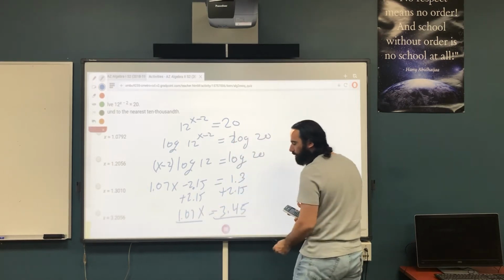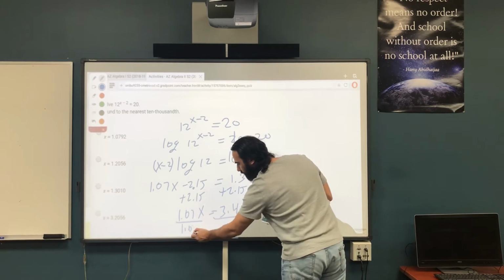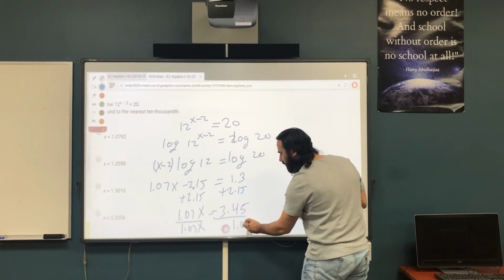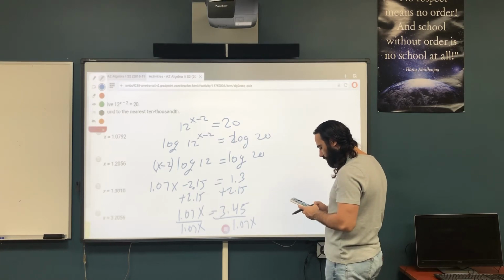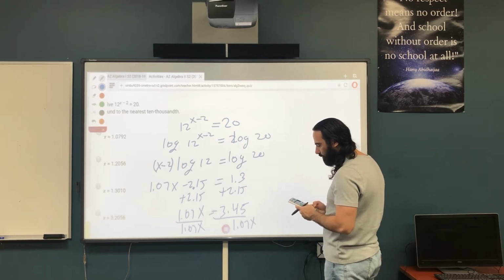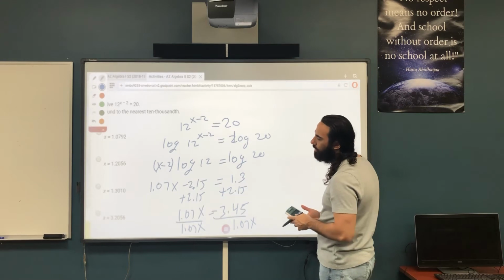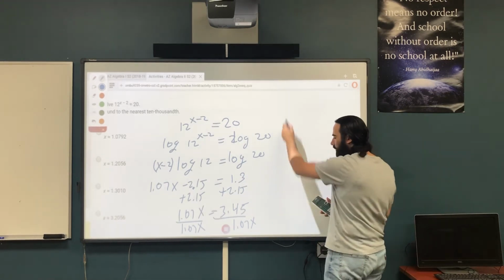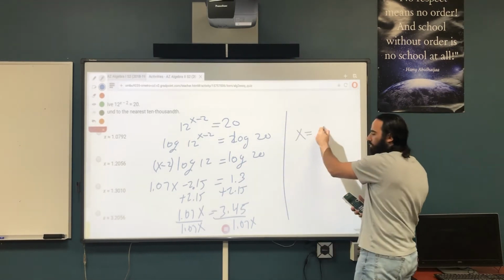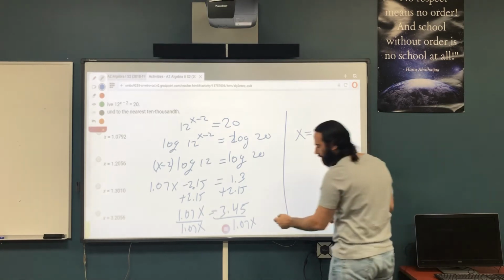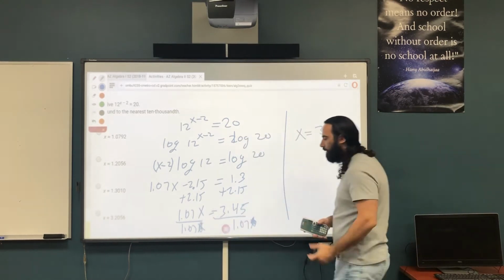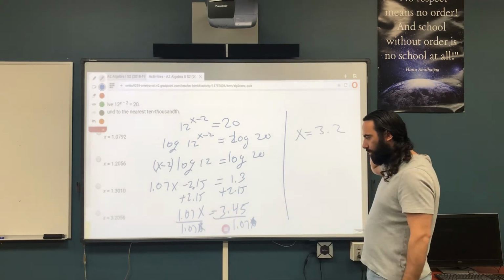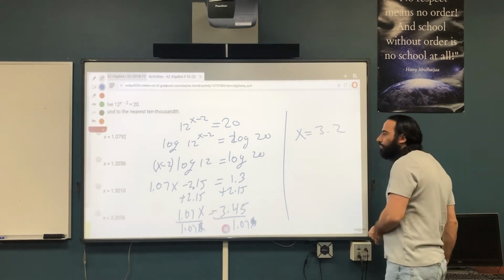Now we divide both sides by 1.07. It's going to be 3.2. So the answer would be x equals 3.2. This will be the answer.